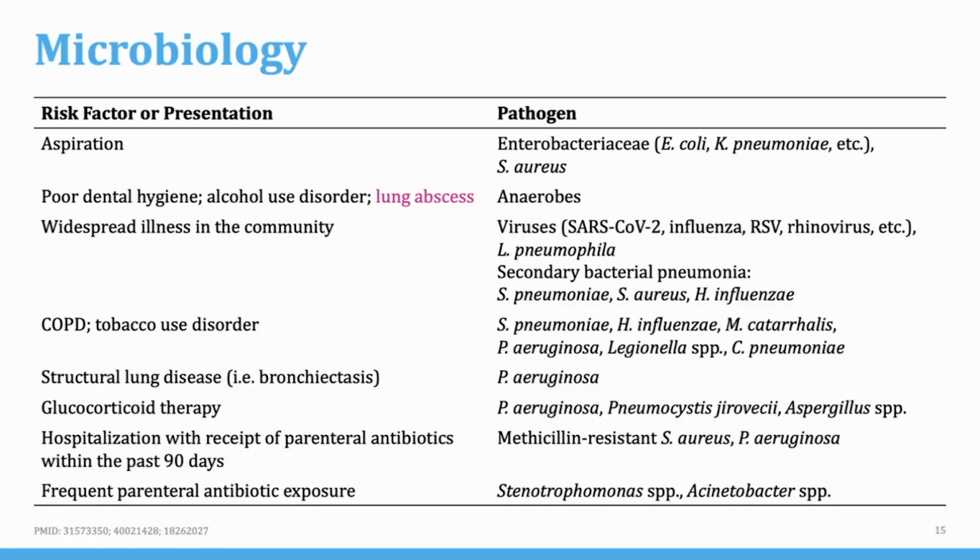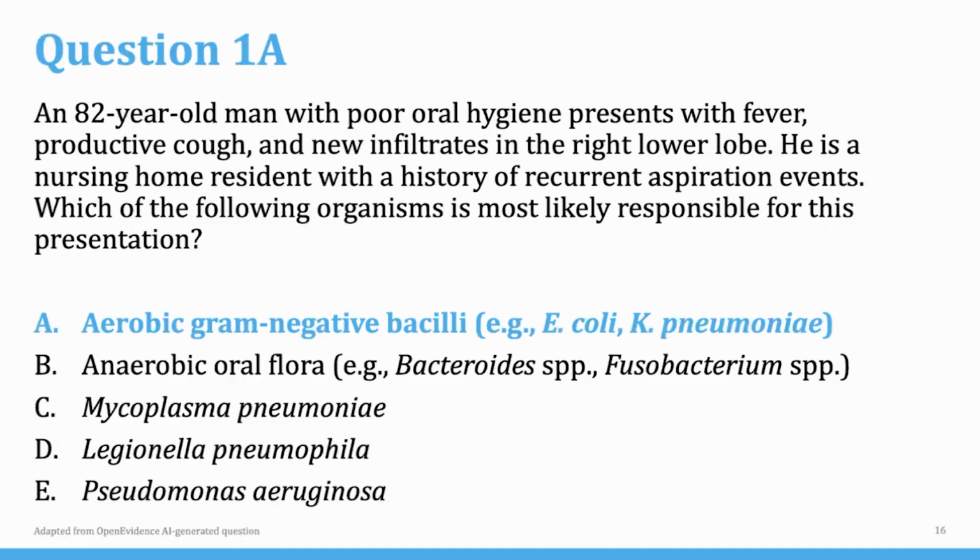in your clinical practice. So to go back to this question, the stem is describing aspiration pneumonia. So the most likely organisms of the ones listed here would be aerobic gram-negative bacilli. Note that Staph aureus would also be a correct answer if it was given as one of the options.